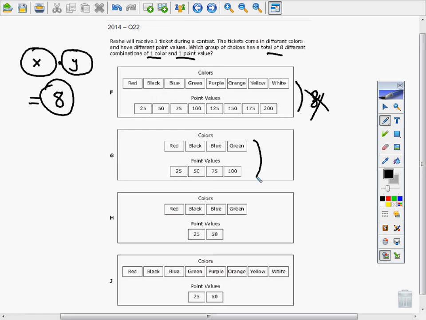4 times 4 will give us 16 in this case. Here, 8 times 2 will give you 16. But when we look at this as a compound event, the number of options in this part is 4 and in this part is 2. 4 times 2 will give you 8. And our answer is going to be H as in horizon.